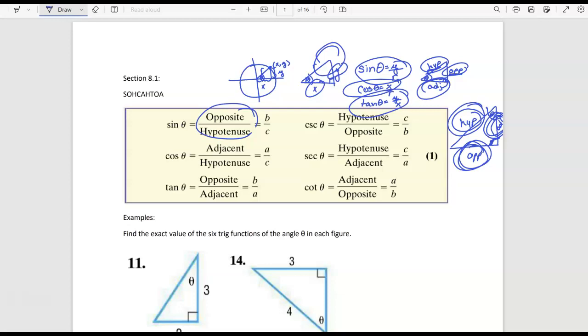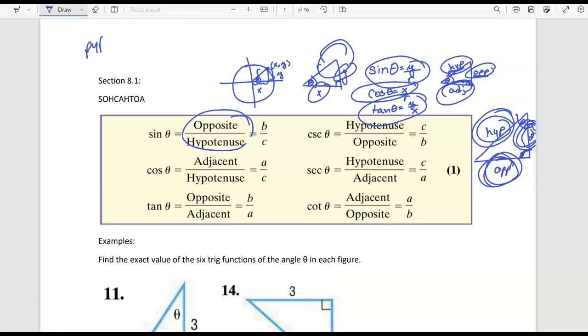Now, if we're missing a side of a triangle, maybe when we have two sides given to us, we can use the Pythagorean theorem, a squared plus b squared is equal to c squared, to figure out any kind of missing sides.